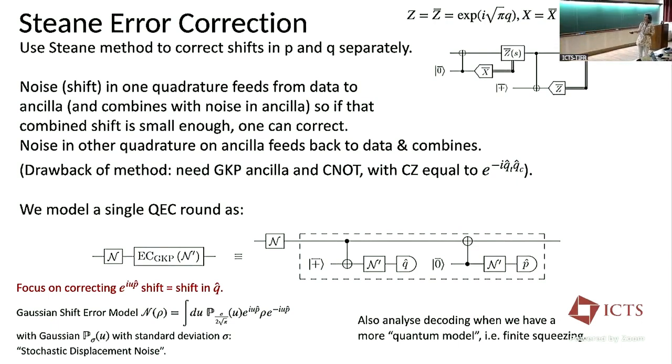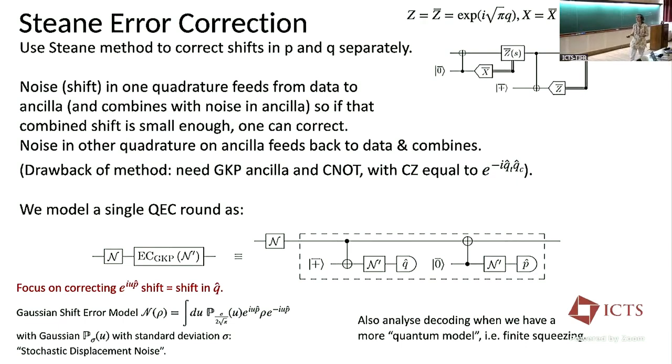Now, in my model, we're going to model something simple. Here you have to correct both X and Z errors, and in this GKP qubit, this corresponds to correcting both shifts in Q and shifts in P. We're going to just focus on correcting shifts of the form e^{-iuP} for some unknown u, and this produces a shift in Q. So you have an eigenstate of Q, then it gets shifted to a different eigenstate in Q by amount u.